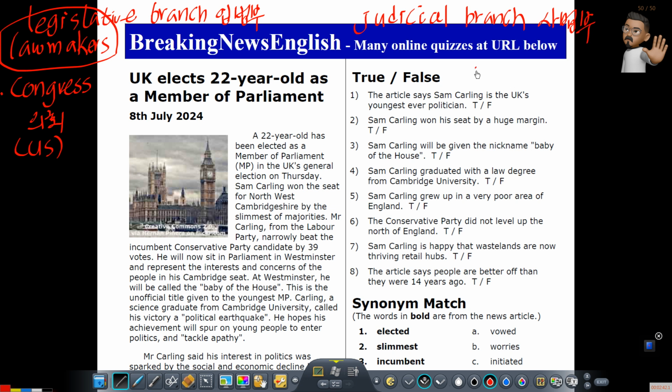And we have administrative branch. What is an administrative branch? 행정부. That is right. That's 행정부.